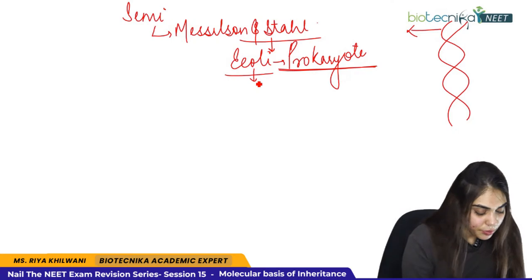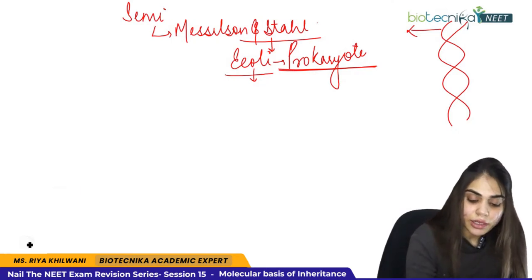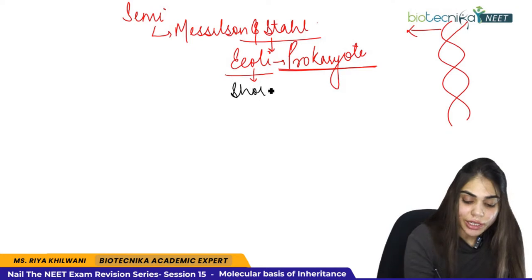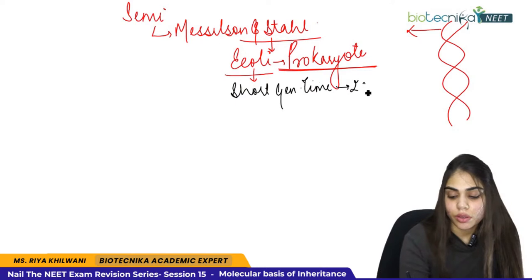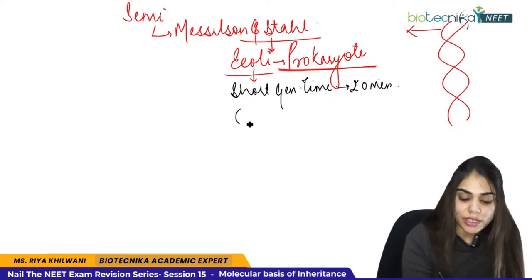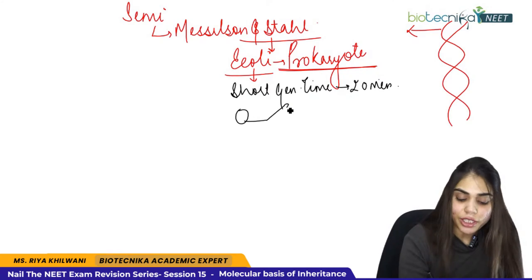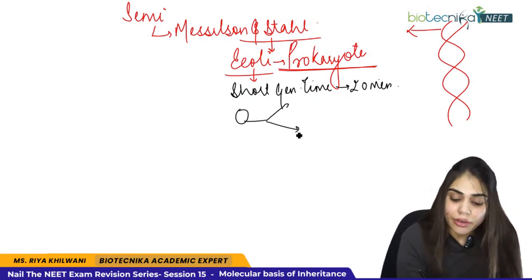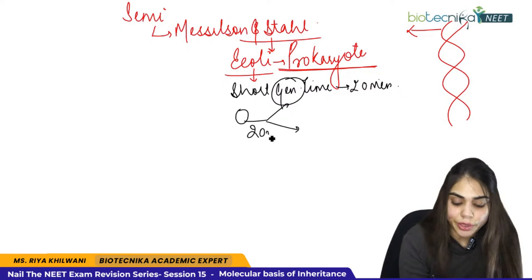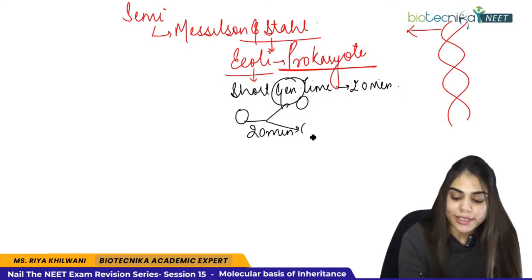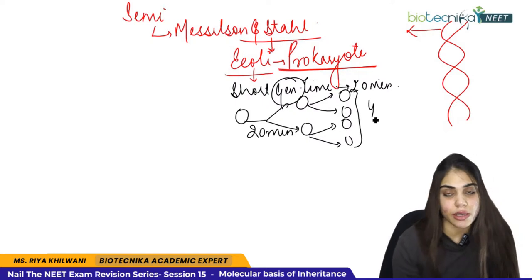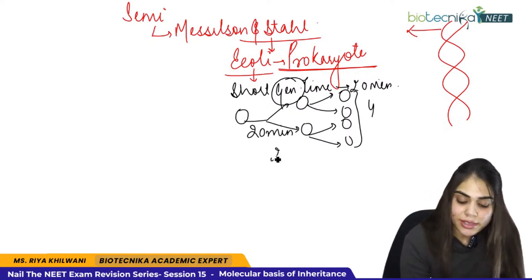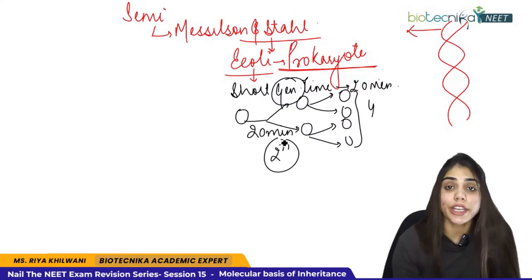They took E. coli because it has a short generation time of 20 minutes. How do they multiply? Suppose this is one cell. After every generation, which is 20 minutes, it will grow exponentially and the E. coli cell will double. Then two will form four cells, so in total four cells are formed. These cells replicate in the form of exponential growth.